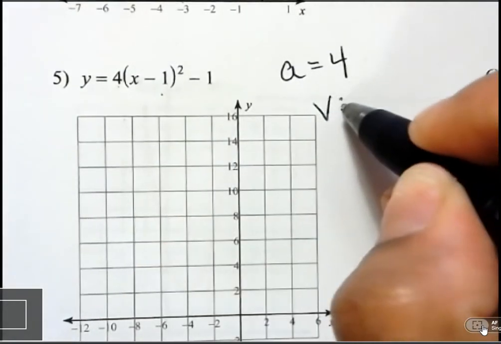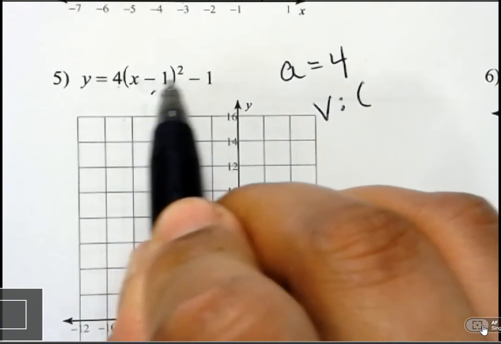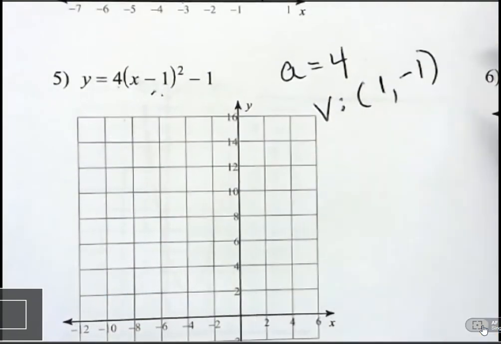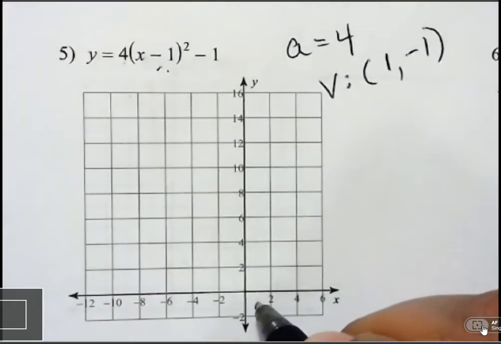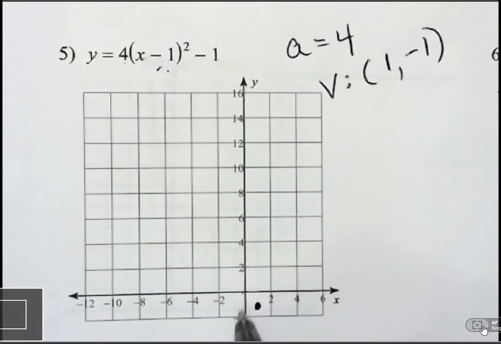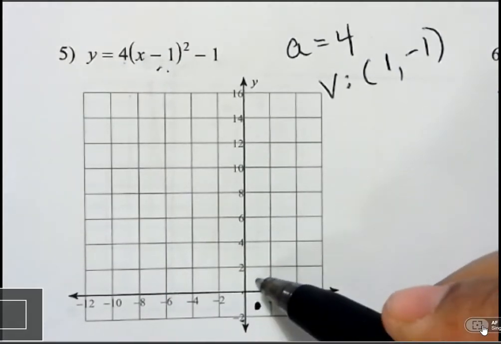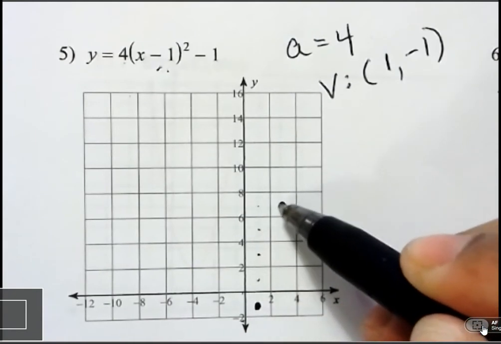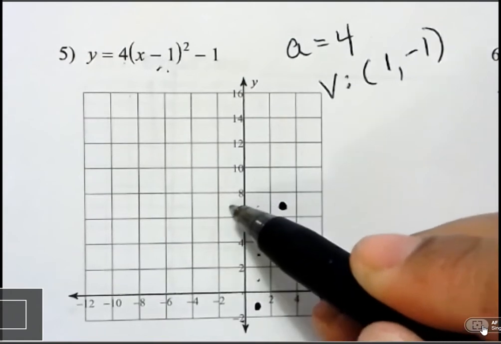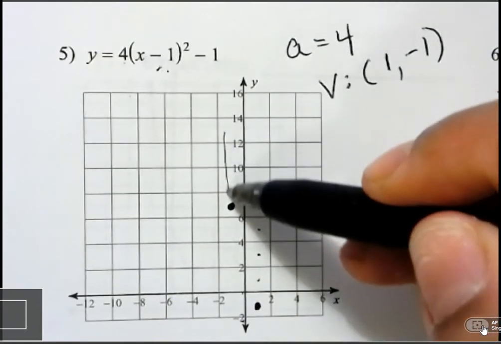And the vertex is, this is the opposite, so it'll be 1, negative 1. So you plot your vertex. I guess 1, negative 1 is here in the middle, since that's 2 and this is negative 2. So we go for the middle, 1, negative 1. And A equals 4. So 1, 2, 3, 4 over 1. This one's really skinny.